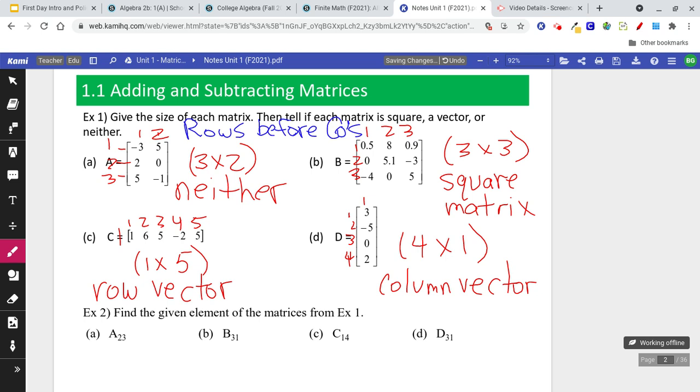Number 2, find the given element of the matrices from example 1. Now, I did make a typo here. A23 wouldn't make any sense. You'll see why here in a second. I want you to change that to A32.